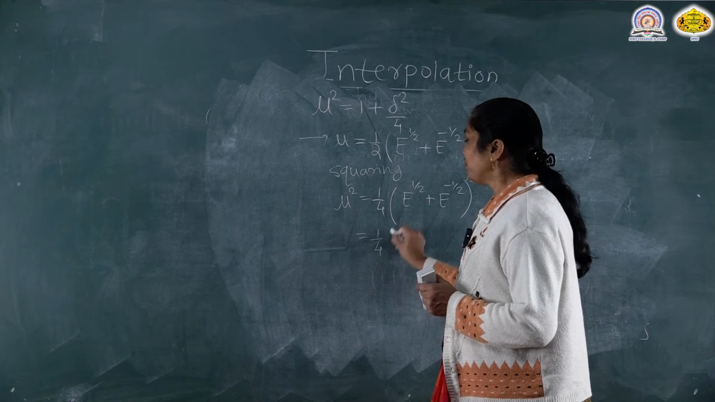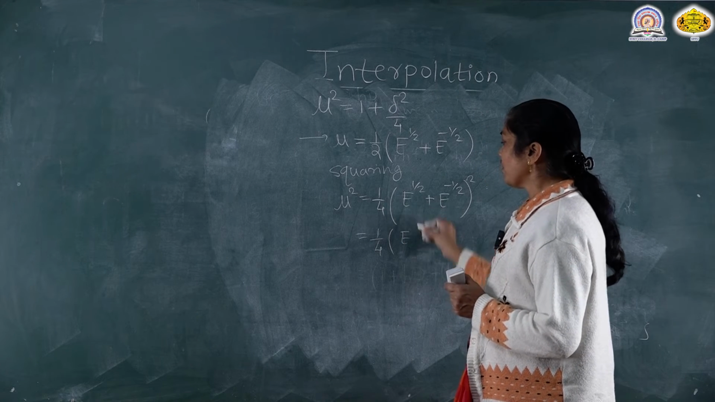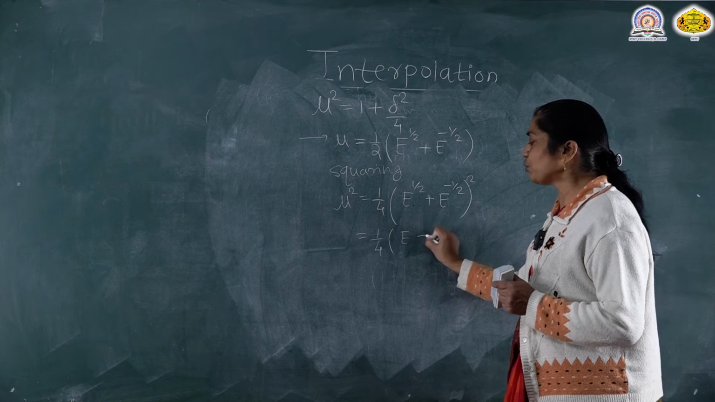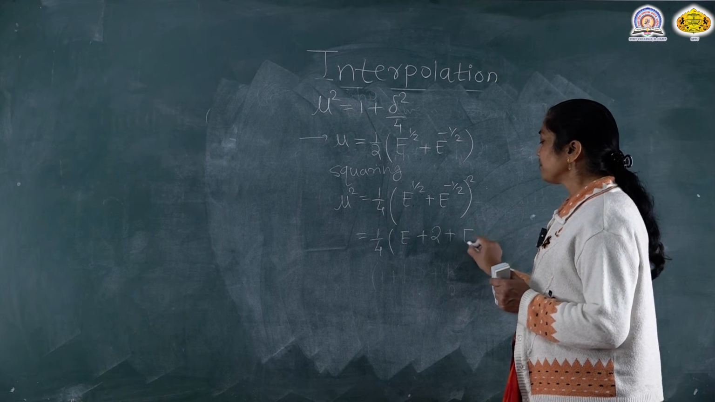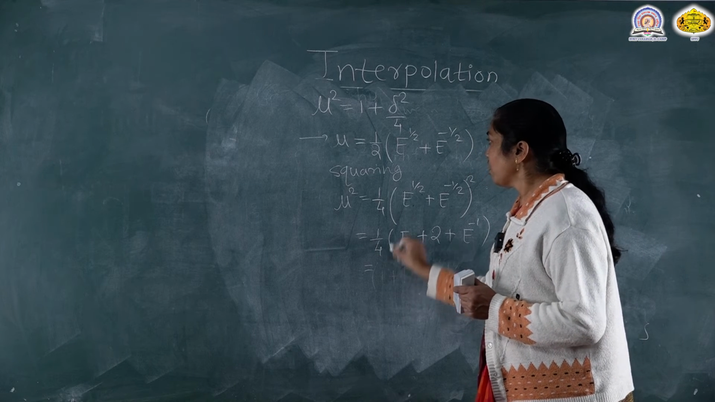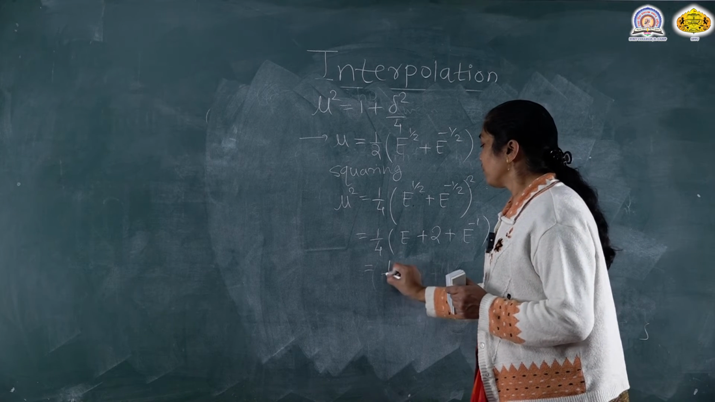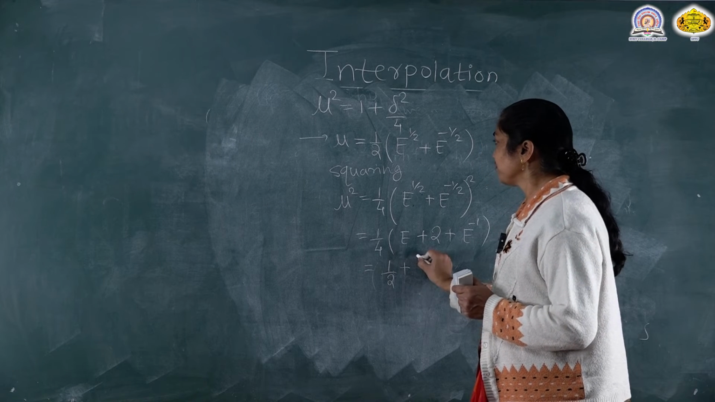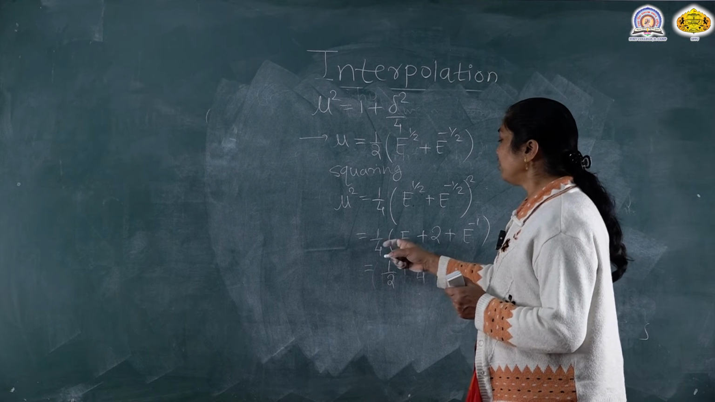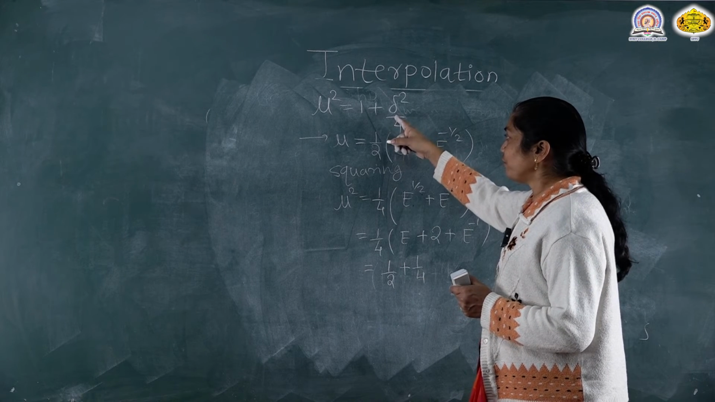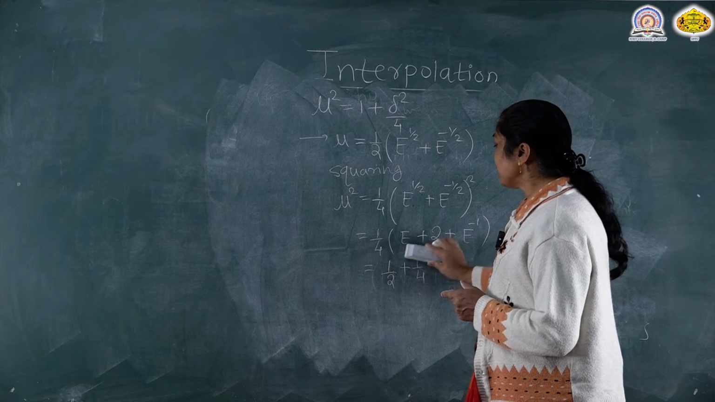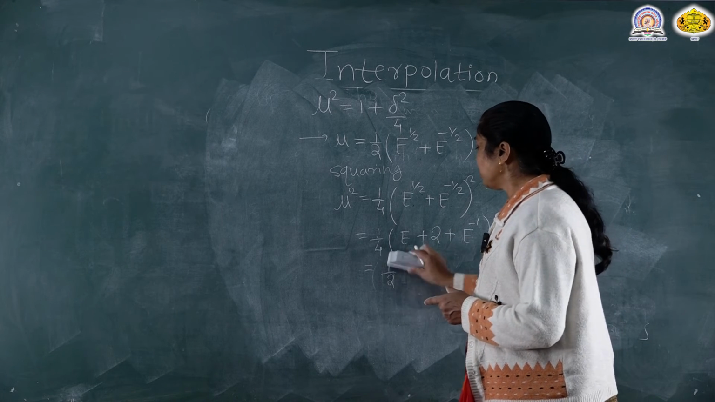This is nothing but 1 by 4 into bracket e raised to 1 by 2 plus e raised to minus 1 by 2 bracket square. Using the a plus b whole square formula, we get 1 by 4 into e plus e inverse plus 2. We want the formula mu square is equal to 1 plus delta square by 4.